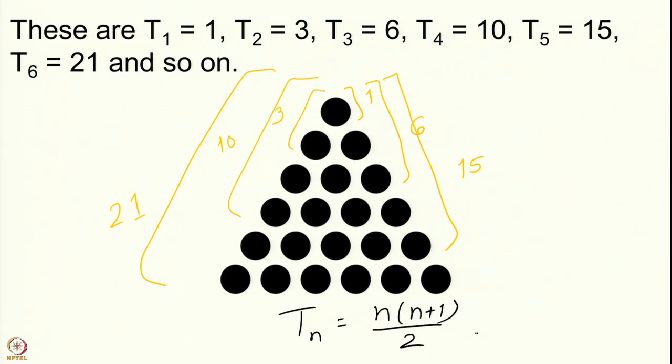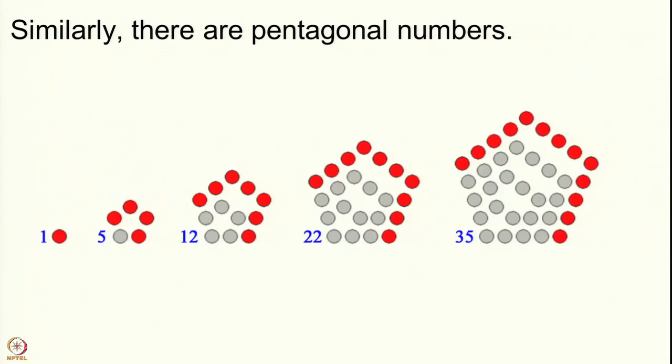So these are the triangular numbers, and now there are also pentagonal numbers. You have the trivial pentagon consisting of only one dot, and then you have the pentagon where each side has two vertices, and so you have the number 5. I have taken this picture from Wikipedia. So we see that as you go on increasing the size, P1 is 1, P2 is 5, P3 is 12, P4 is 22, P5 is 35, and so on.